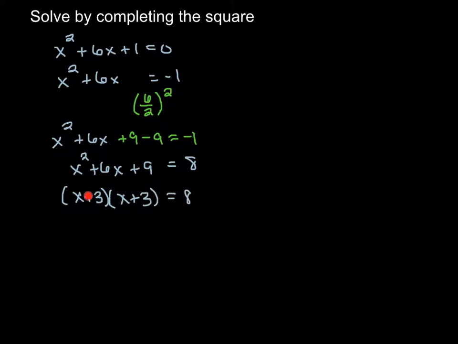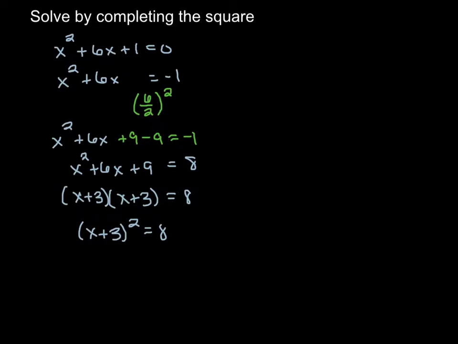Now, this number is always going to be the same as whatever this number is. So in this case, 6 divided by 2, 3. Okay? So that's a little shortcut. So, how did this help us? x plus 3 times x plus 3. We have two of the same numbers being multiplied to each other, so we can write it as x plus 3 squared. So we have x plus 3 squared equals 8.